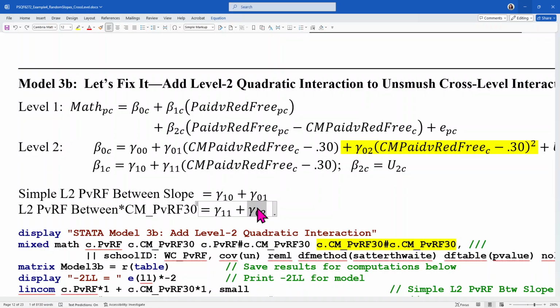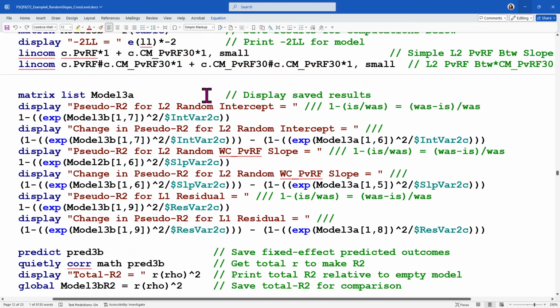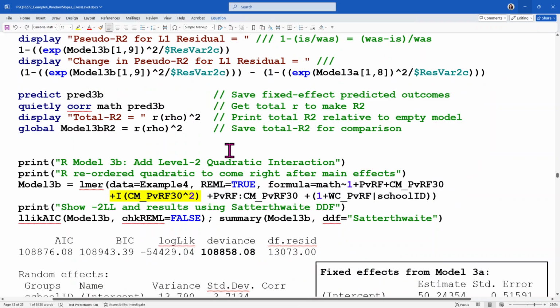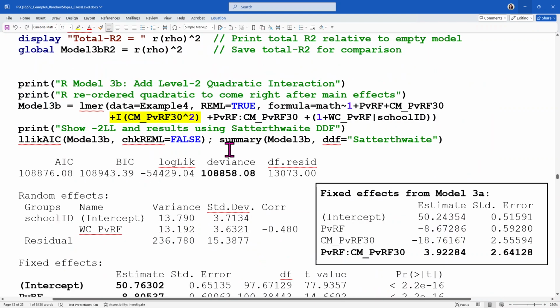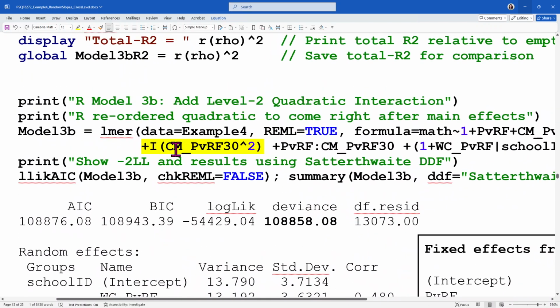Now, what the heck does it mean? That's the trickier part. So lots of code here for Stata folks. This is computing pseudo R-squares and changes in pseudo R-squares relative to the previous model. Total R-squares as well. In R, to square things, you have this function, inhibitor, right? Yes, that way it doesn't literally square it, it's just telling you to put this variable in here as that term.